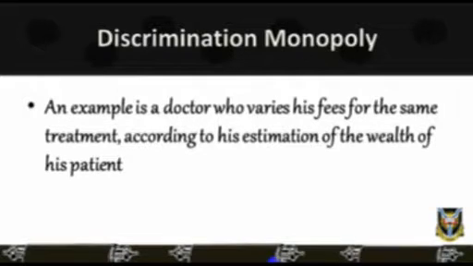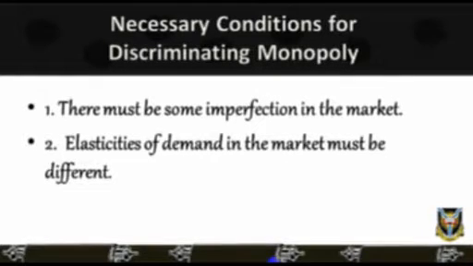The necessary conditions for discriminating monopoly are the following. 1. There must be some imperfection in the market. These are in form of different markets or separation of markets by transport costs, consumers' ignorance or national barriers. Seller can exercise some control over each market or each part of the market separately.